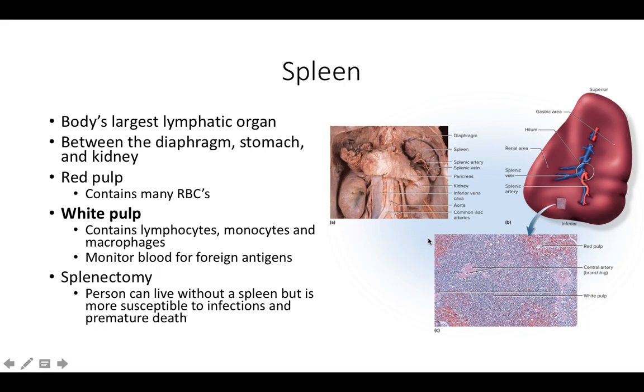A splenectomy is when you have the spleen removed. So I've told you about my dog plenty of times. He did have a splenectomy and he's doing great. So people and animals can live without their spleen, but they are more susceptible to infections and premature death, which is evident after you've seen all of the different functions of these lymphocytes and other immune cells or lymphatic cells.